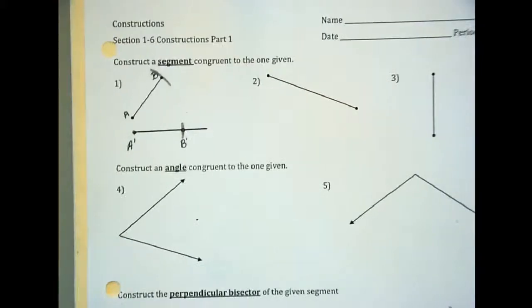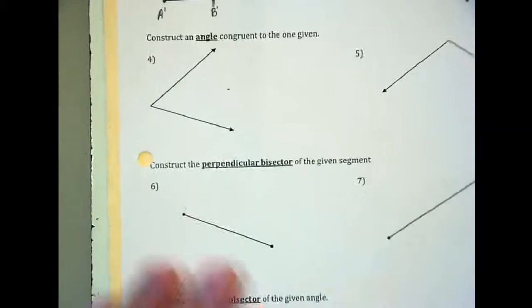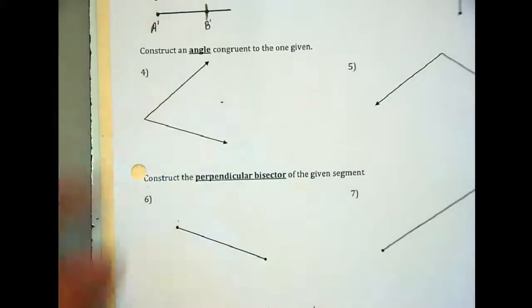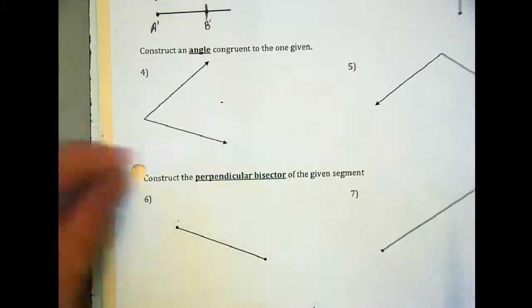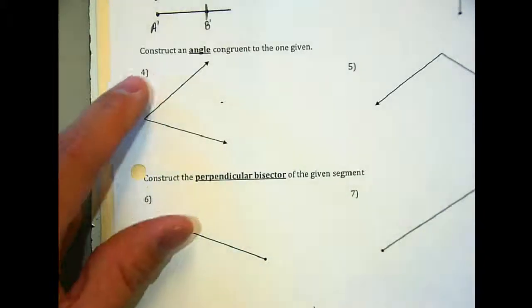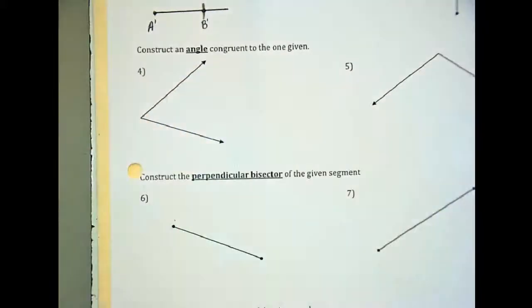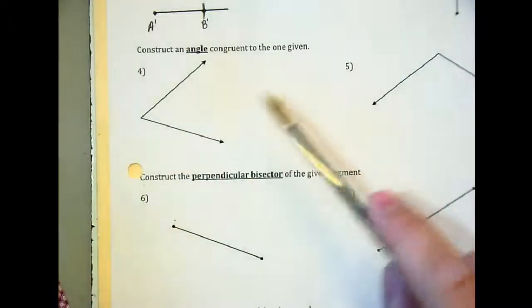We're now going to move on to constructing an angle. Another basic construction we do is reconstructing an angle. Given an angle, we're going to reconstruct one congruent. So number 1, the first thing you need to do, and those of you taking notes on this, now we're going to have multiple steps.